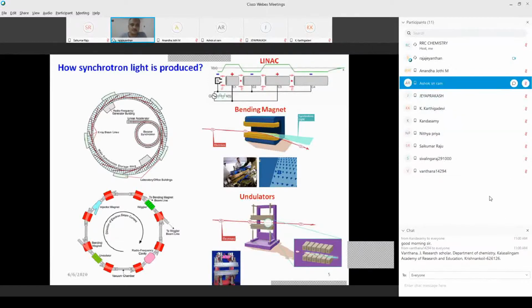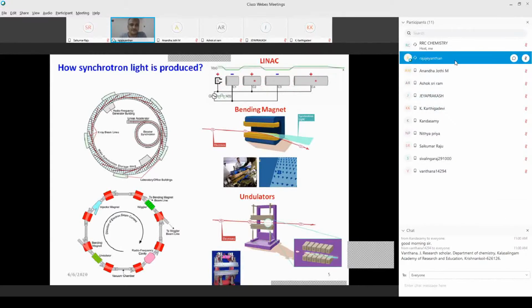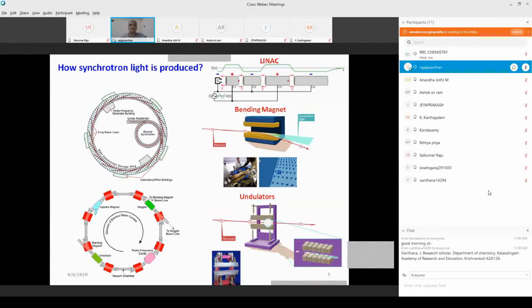After gaining a larger amount of kinetic energy, it is then fed into the next ring, called the storage ring. In the storage ring, the electrons keep on rotating, and while rotating, they lose energy in the form of radiation, which is called synchrotron light.